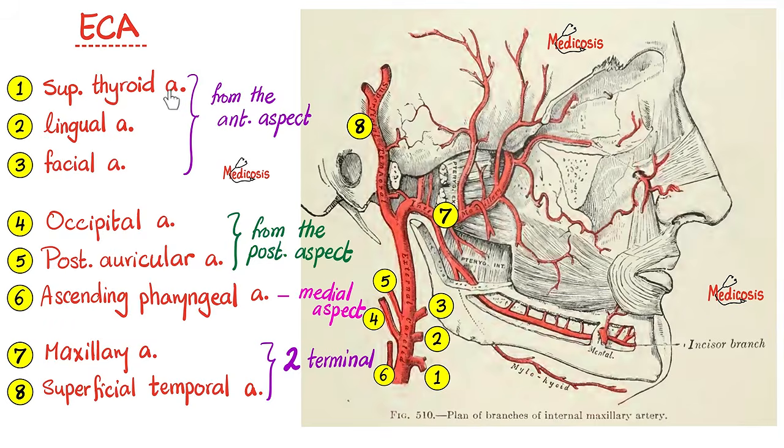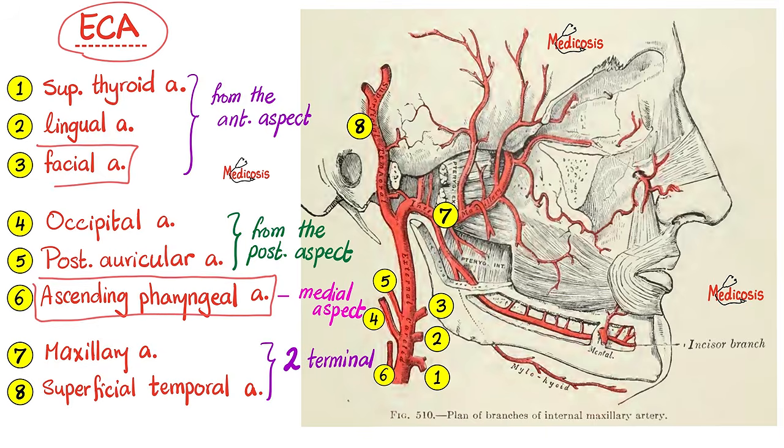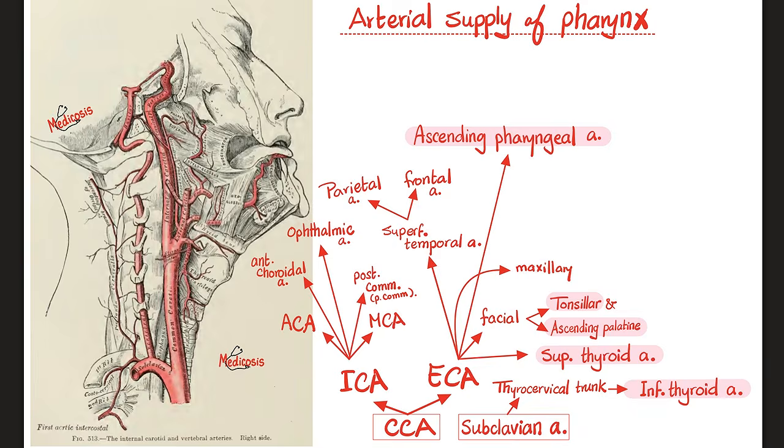It gives us superior thyroid, lingual, and facial arteries from its anterior aspect. It will give us occipital artery, posterior auricular artery, and ascending pharyngeal artery. And then it will give us its 2 terminal branches, maxillary artery and superficial temporal artery. The arteries that are going to supply the pharynx include, of course, the ascending pharyngeal artery, the facial artery, and the superior thyroid artery.